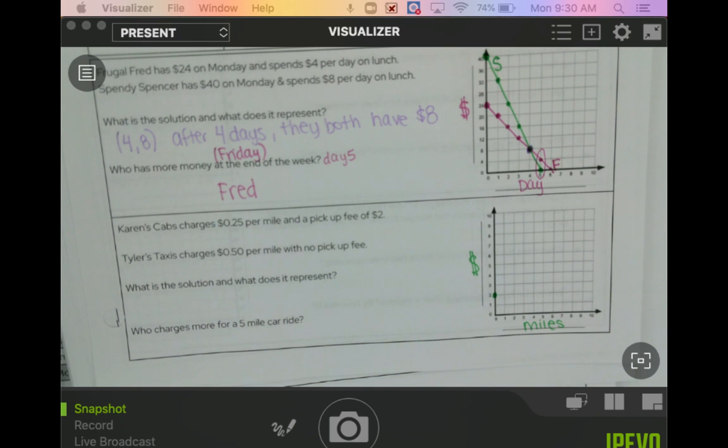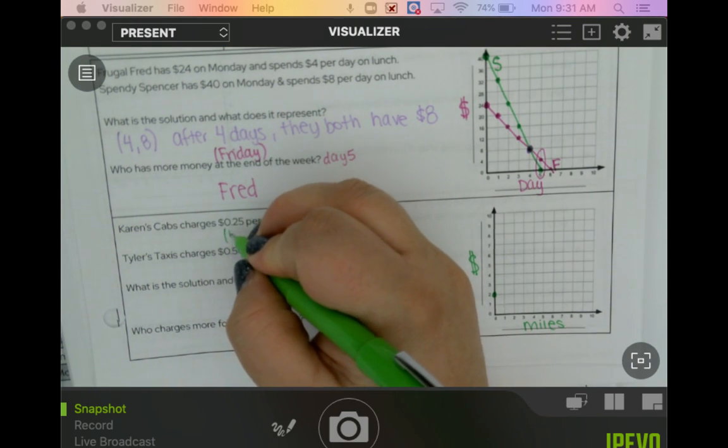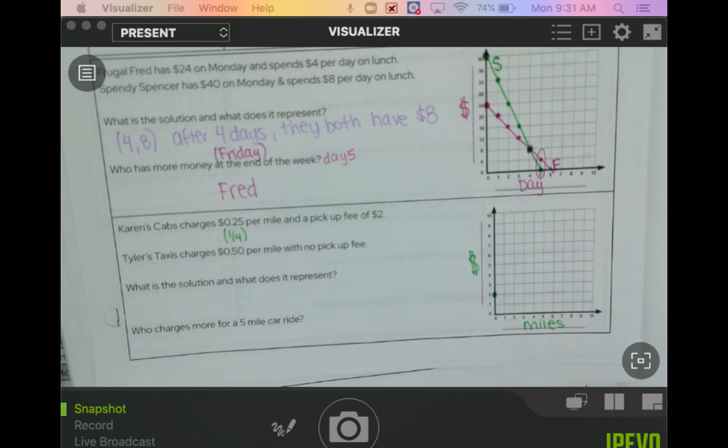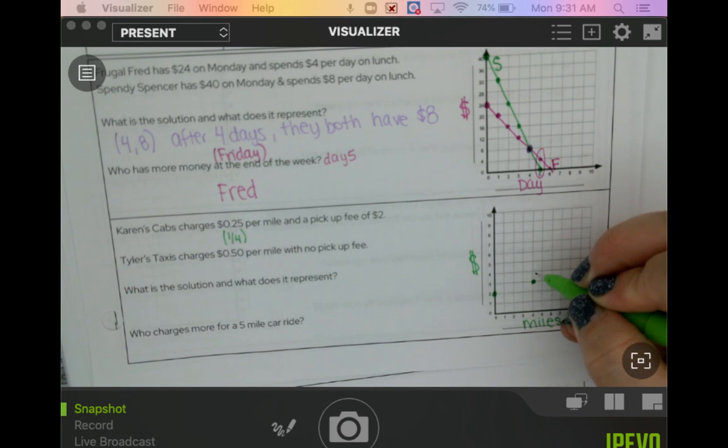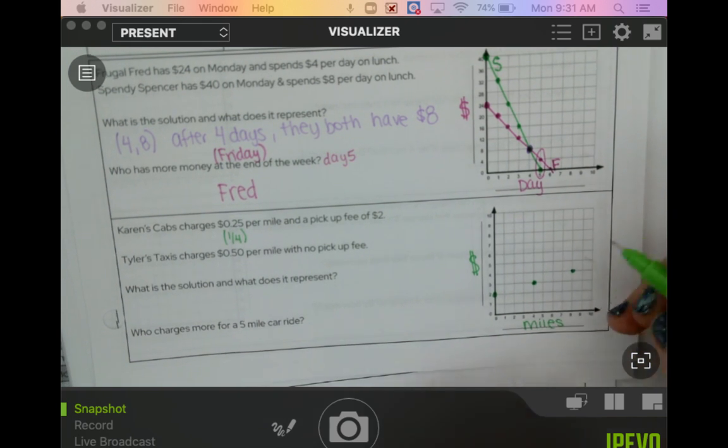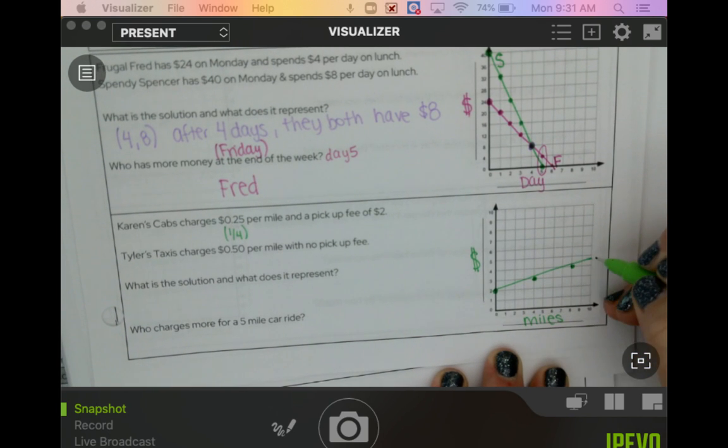So now I need a way of going up 0.25. That's just 1/4. 0.25 is the decimal for 1/4. So we're going to go up 1/4. Like that. And I'm going to write a K for Karen at the end of this.